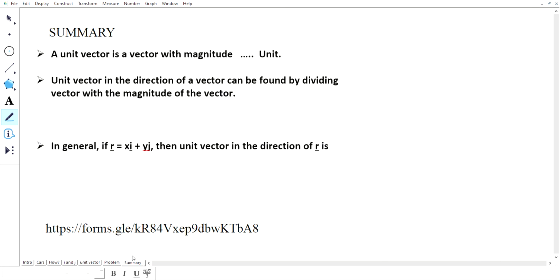This is the summary of today's lesson. In this lesson, you have learned that a unit vector is a vector with a magnitude of 1 unit. The unit vector in the direction of a vector can be found by dividing the vector by the magnitude of the vector. If the vector is given in this form, we can find the unit vector by using this formula.